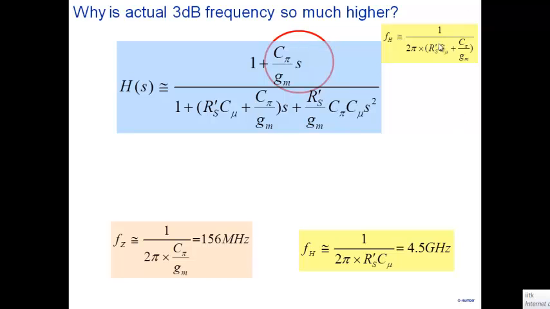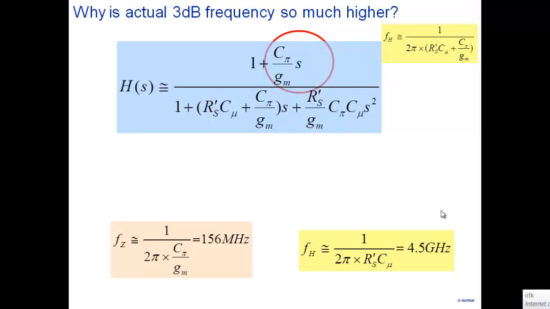So the dominant pole is where? Around 126 or 130 megahertz. The 0 is around 156 megahertz. And the non-dominant pole is 4.5 gigahertz here. So the dominant pole and the 0 end up cancelling each other, and thereby give rise to an upper cutoff frequency which is determined by the non-dominant pole, and that goes to 4.5 gigahertz, a very high bandwidth.